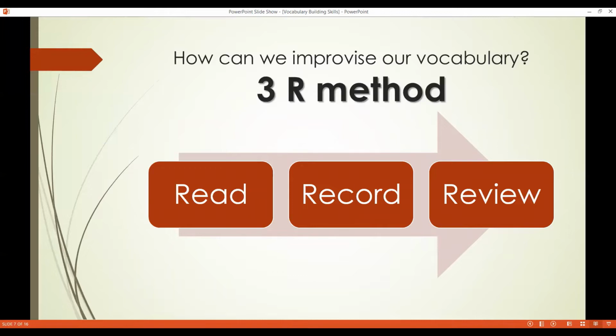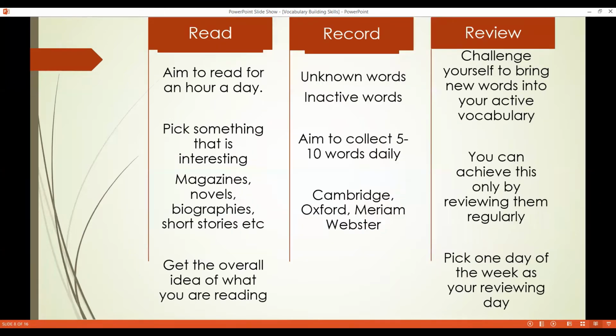Well, there is a method for everyone. The method which has worked for me and for my students, today I'm going to introduce to you all as well, that is the 3R method. If we adopt this in our daily lives, we can improve our vocabulary. That is the 3R method: read, record, and review. And how we are going to do it, you're going to see in the next slide.